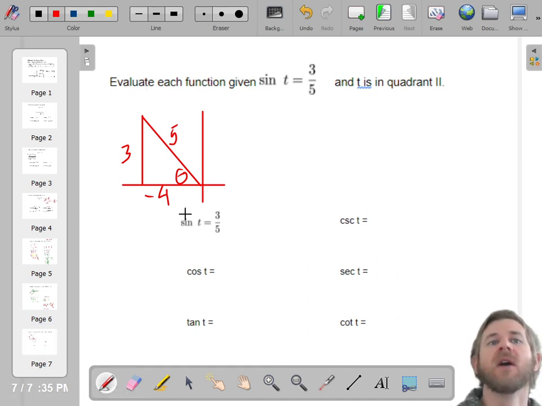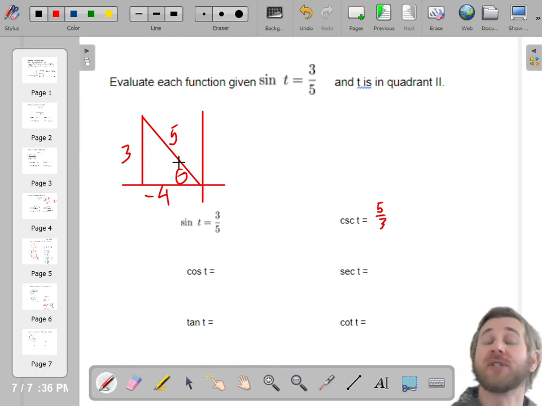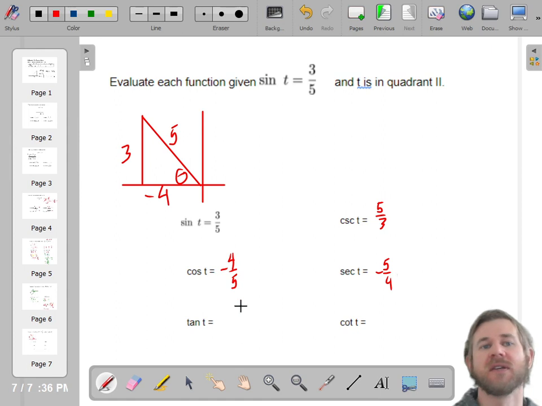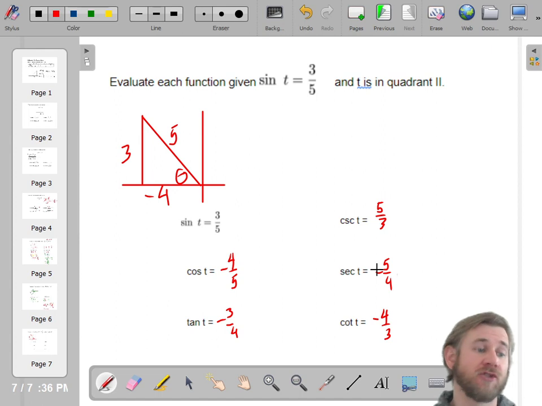So let's find everything. Well, I got sine. That means cosecant is the reciprocal, 5/3. Nice. Cosine would be adjacent over hypotenuse, negative 4/5. Secant would be hypotenuse over adjacent, negative 5/4. Tangent would be opposite over adjacent, negative 3/4, and cotangent would be negative 4/3. So that's it for evaluating trig functions.